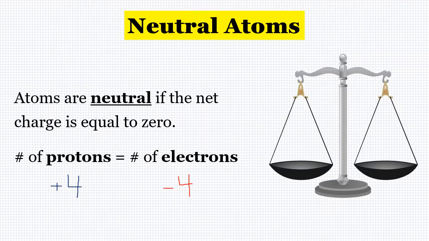So you don't have to be a math wizard to figure out that a charge of positive 4 and a charge of negative 4, they're going to cancel each other out. And that's kind of what a neutral atom does. They balance out. So the positive charges and the negative charges balance out.